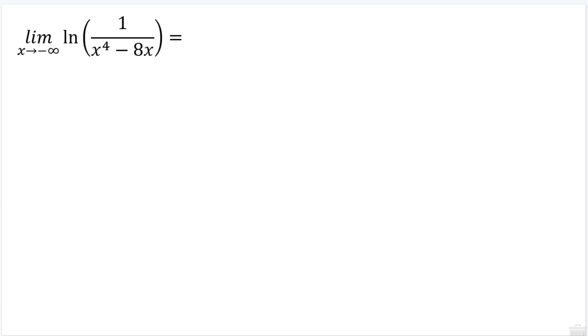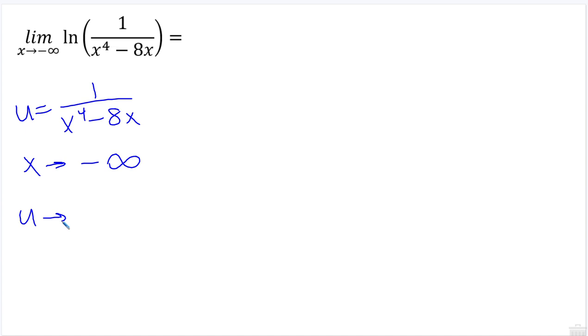Now let's do another quick one of these, and hopefully we kind of got the idea on them. So, limit as x approaches negative infinity of natural log of 1 over x to the 4th minus 8x. So, let's see here. If u was 1 over x to the 4th minus 8x, we just have natural log of u. We'd have to figure out what happens as x approaches negative infinity.